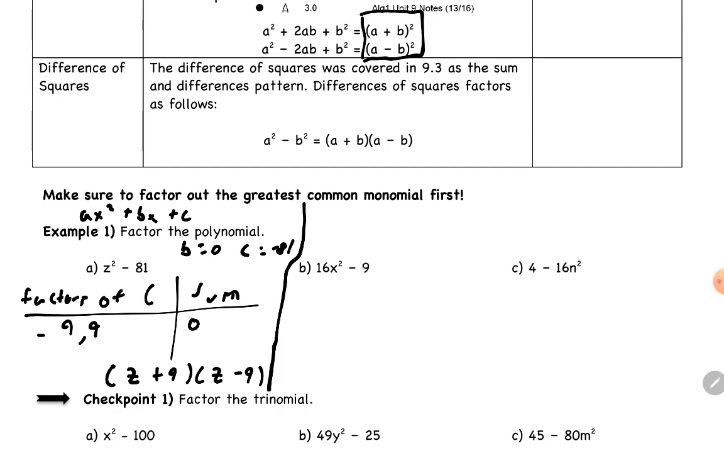So one way to do it, so this somehow looks like a squared minus b squared. So one way to do it is to take the square root of the numbers. So the square root of 16 would be 4, and so that would be my a value. And my b value would be the square root of 9, which is 3. So my answer would be 4x plus 3, 4x minus 3.